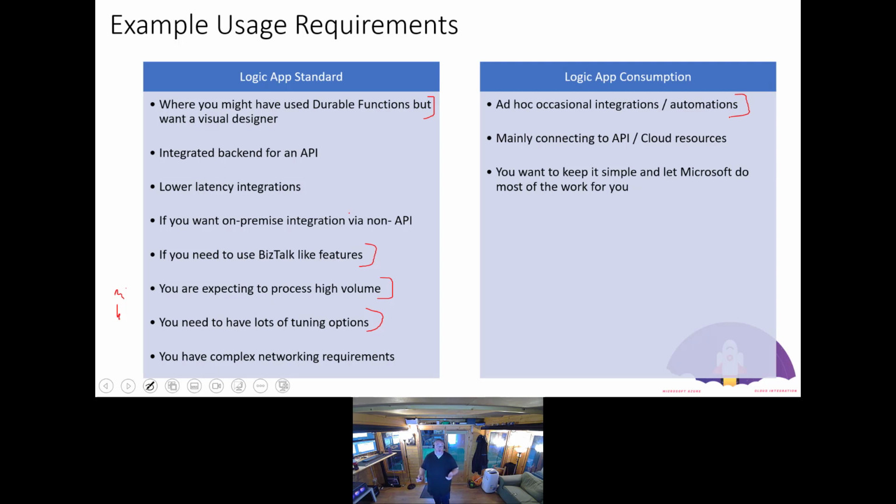So I think here you really need to think about your strategy, and not just on a one by one basis, but what is your entire integration platform going to look like. Consumption logic apps would be definitely one where if you're only really talking to cloud resources or public APIs, that's definitely in the game in that arena. And really what it boils down to, if you want to keep it simple and let Microsoft do most of the work for you, then you're in consumption world. Anything you do with standard means you're going to be taking on more of the work yourself, but you get more of the benefits of doing that.